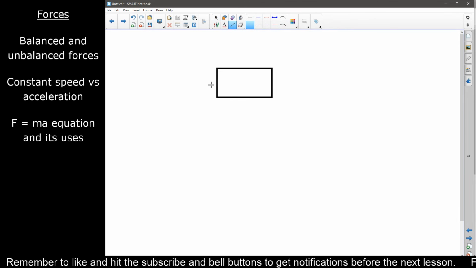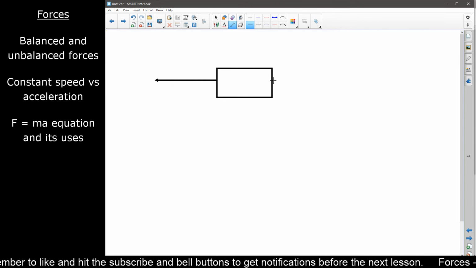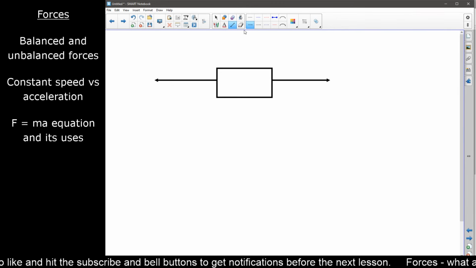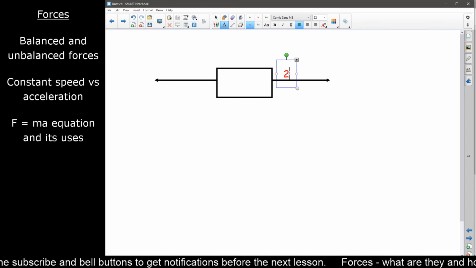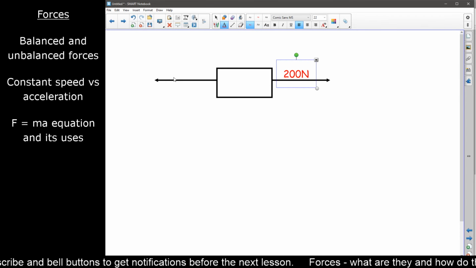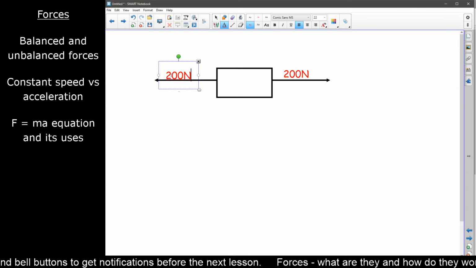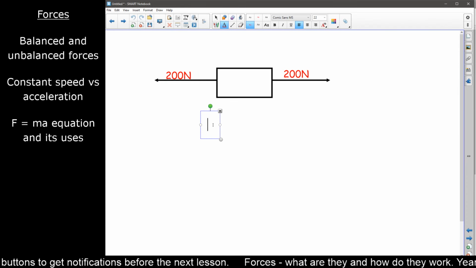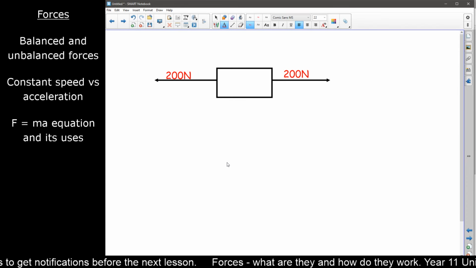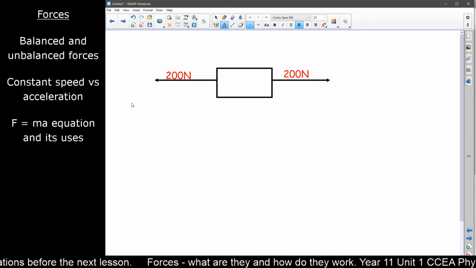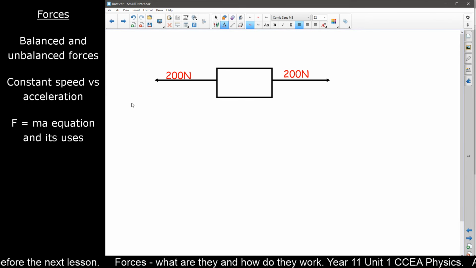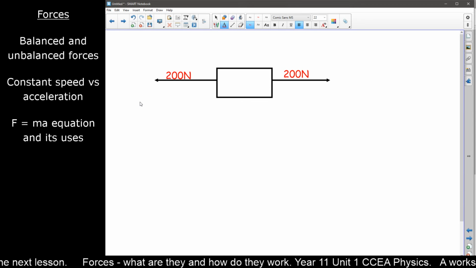So let's pop some arrows on here. We've got an arrow out here, and we've got an arrow out here, and let's give you some simple forces. Let's say this is 200 newtons this way, and 200 newtons this way. No prizes for saying that these two forces are balanced. There's 200 newtons going one way, there's 200 newtons going the other way. The overall effective force acting on this object is nothing.